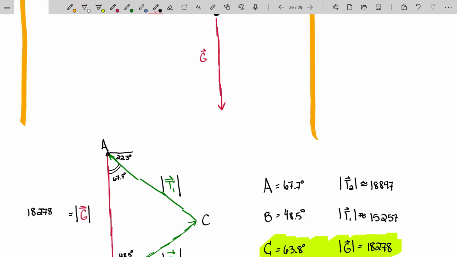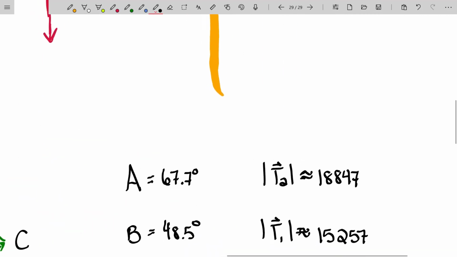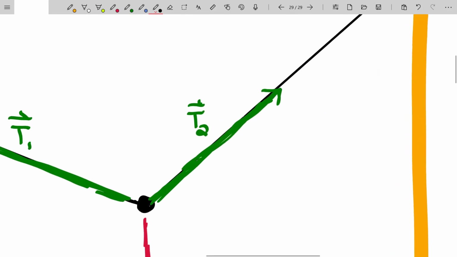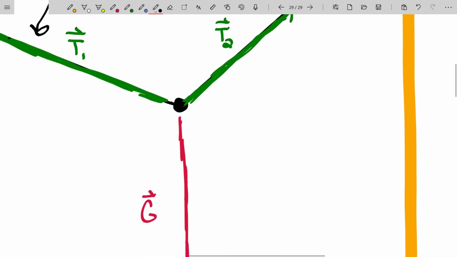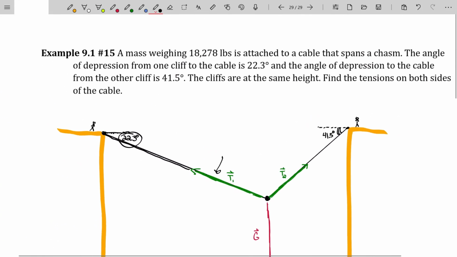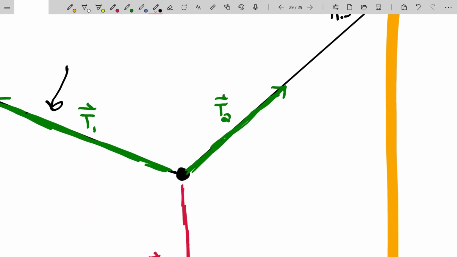So we're done with this problem. The tensions on both cables are known. There's almost 18,850 pounds of tension in this direction. Now, you might be wondering, how's there that much tension when the object doesn't weigh that much? The object doesn't weigh 18,800 pounds. It's 18,000, nearly 300 pounds. Well, it's because of the angle.